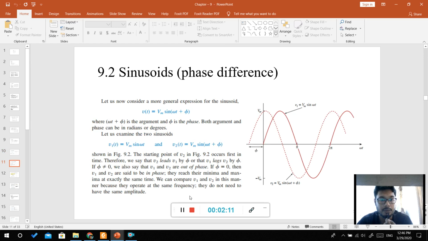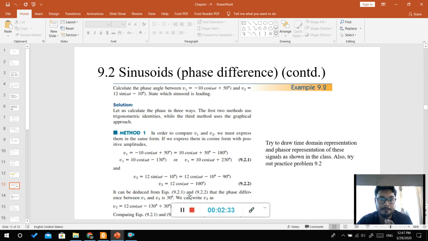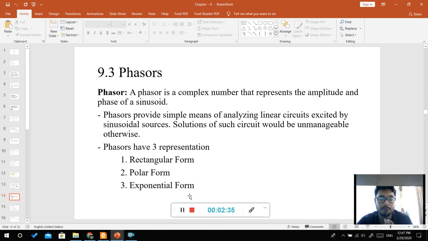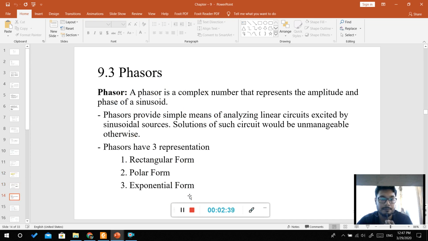We have shown you how to figure out phase difference using algebraic, time domain representation, and also phasor representation as well. These trigonometric identities, as you can see in the slides, will help you find the phase difference. And we have done particular examples showing the phase difference.